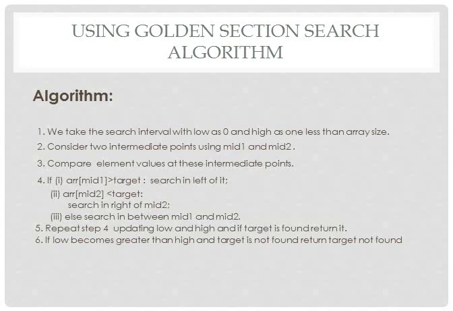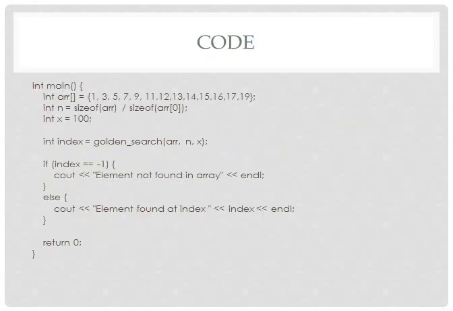Similarly to how we did in the algorithm, if arr is the array and arr of mid1 is greater than the target, we search to the left of it; else if arr of mid2 is less than the target, we search to the right of it; else we search between mid1 and mid2. Now this is the main function that calls the golden search algorithm. This is the array, n is the number of elements in the array, and let's say 100 is the target we need to find.